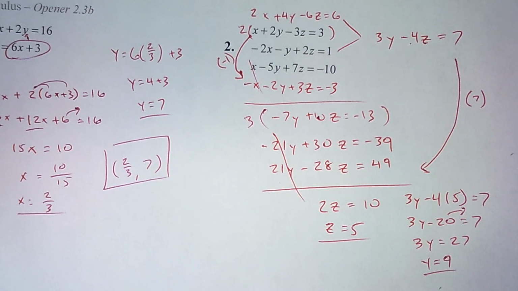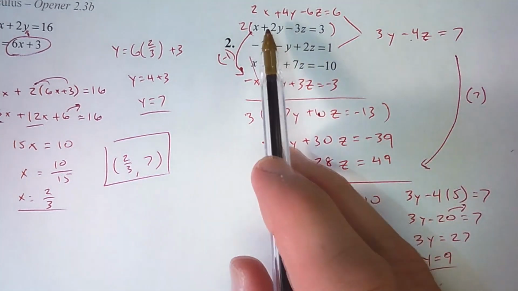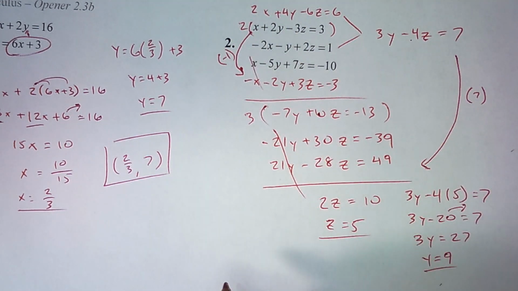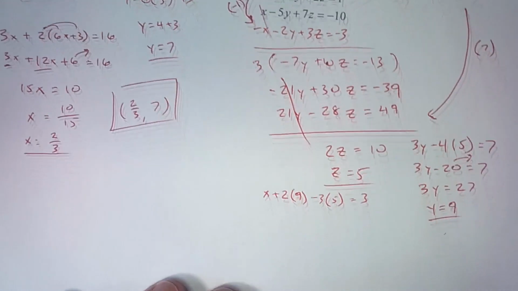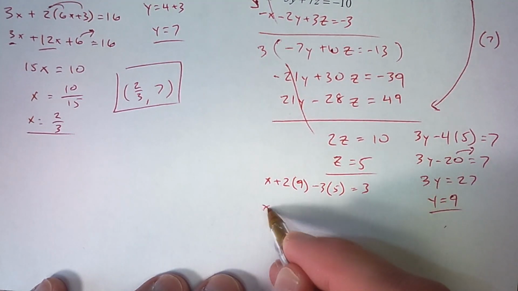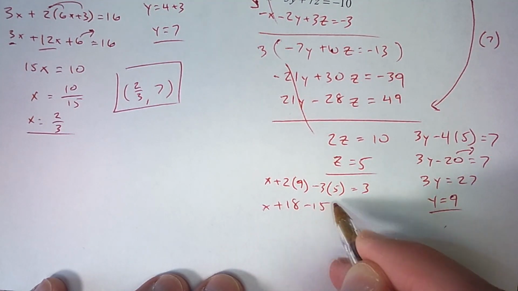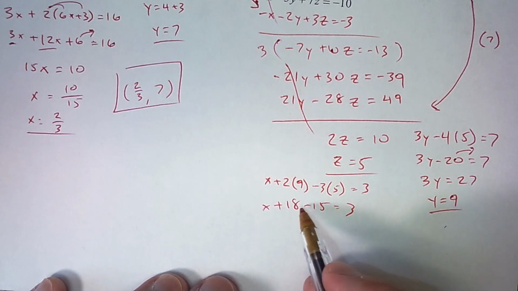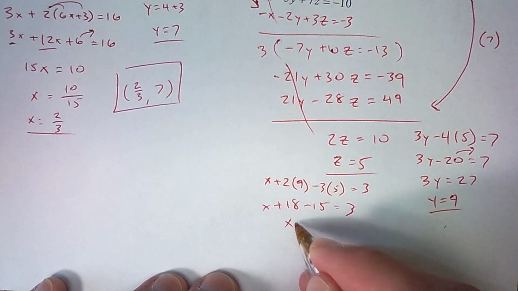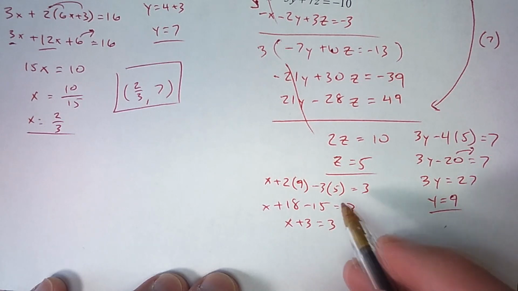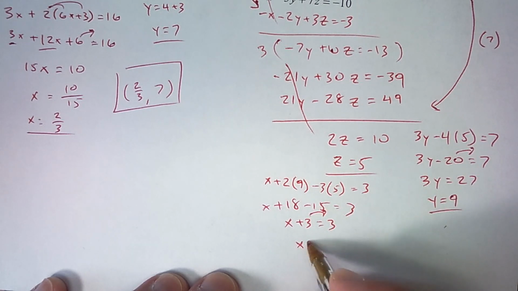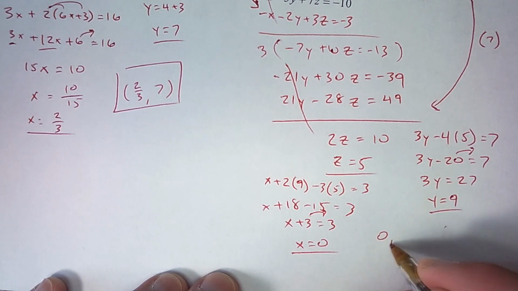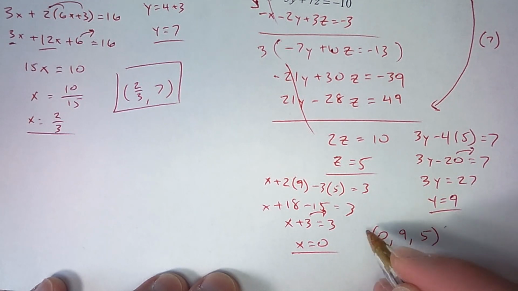And then I will take my values of y and z and plug them into the top equation. So I get x plus 2 times 9 minus 3 times 5 equals 3. So that's x plus 18 minus 15 equals 3. 18 minus 15 is 3. x plus 3 equals 3. And when I subtract this from the other side, I get x equals 0. So I have 0, 9, 5.